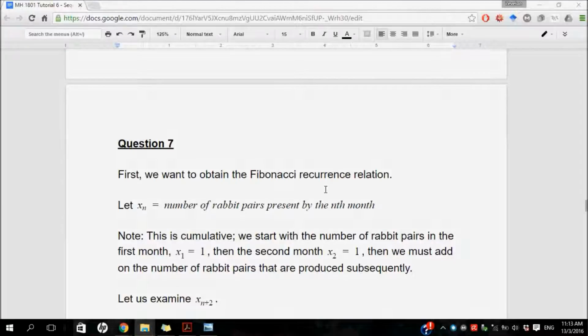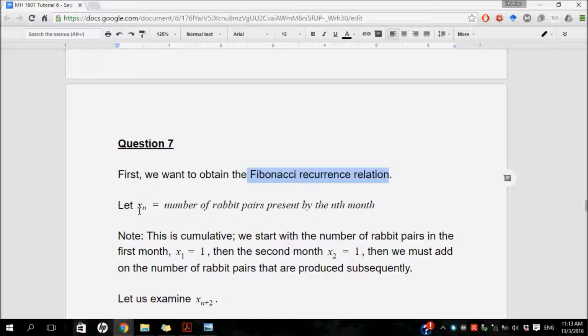Question 7 from tutorial 6. This question is about the Fibonacci number recurrence relation, and we would like to see how we can produce this recurrence relation given the situation described in question 7.